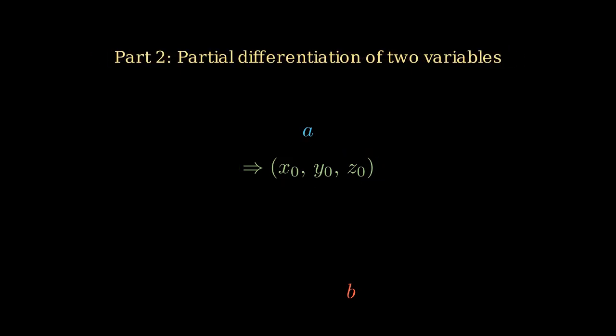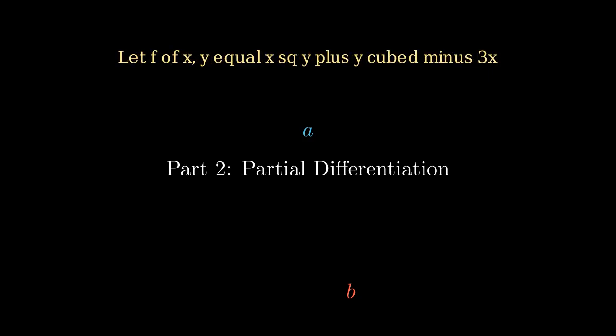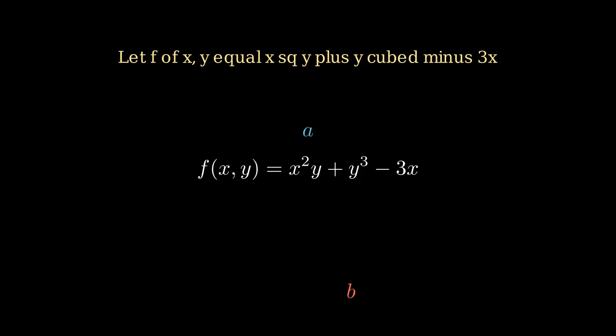Part 2. Partial differentiation. We now work with a function of 2 variables to explore gradients and rates of change. Let f of x, y equal x squared times y plus y cubed minus 3x.